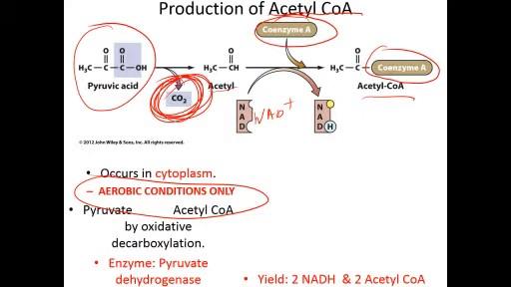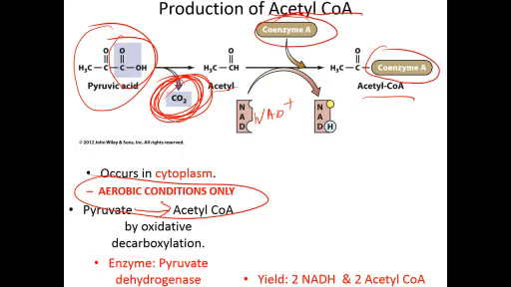So here, your conversion of pyruvate to acetyl-CoA involves oxidative decarboxylation. Let's break that word down. First thing, decarboxylation. Well, D implies the removal of something, right? Carboxylation, your carboxyl group. So here you remove a carboxyl group, basically a molecule of CO2. Oxidative, you have a redox reaction.